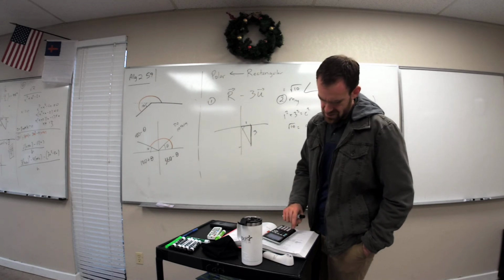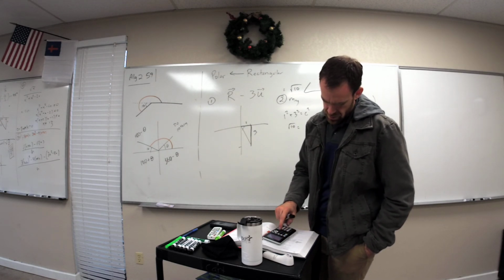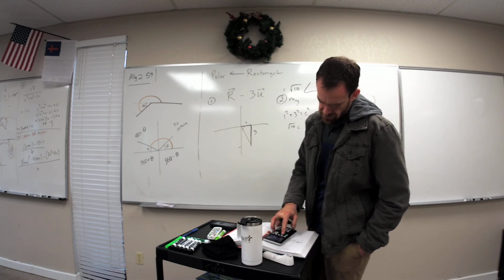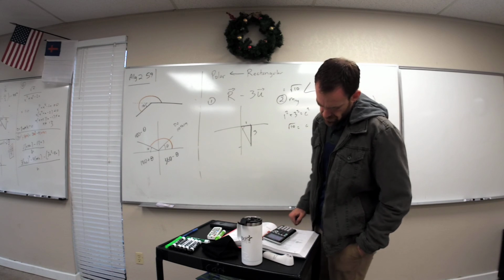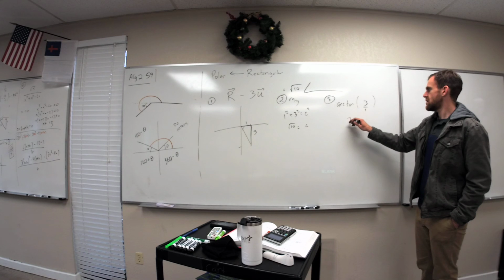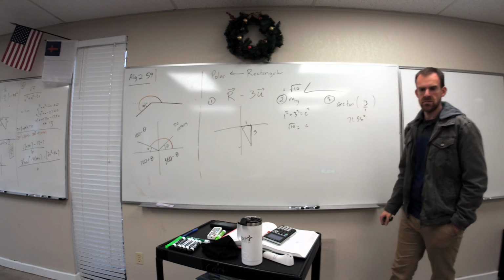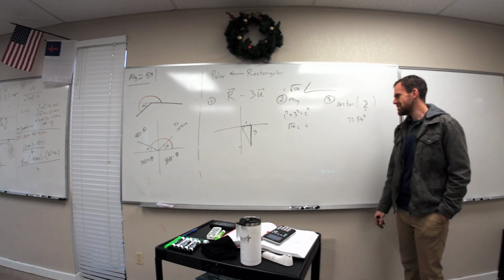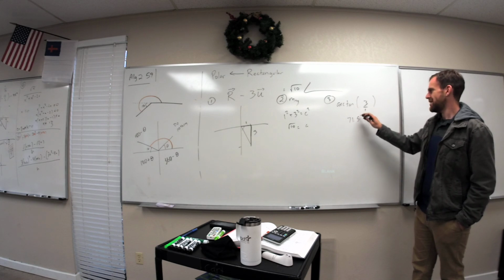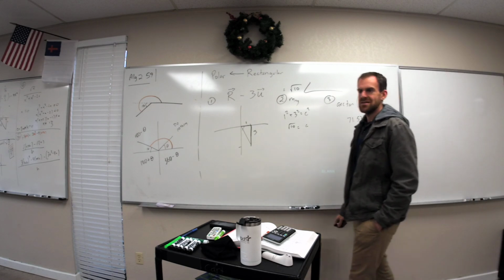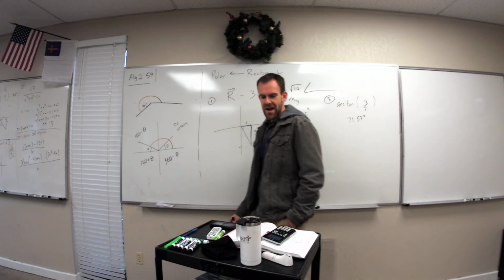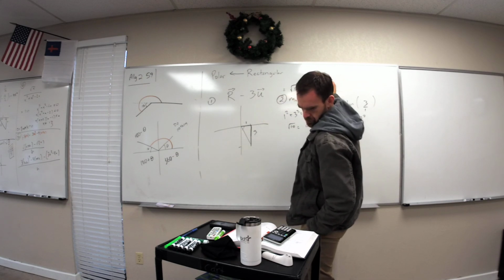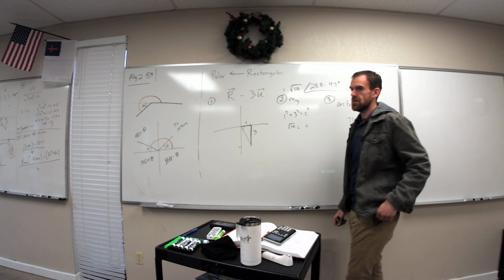Arctangent of 3 is 71.56. Then, since it lives here, subtract from 360. I got it. 288.43 degrees. It worked.